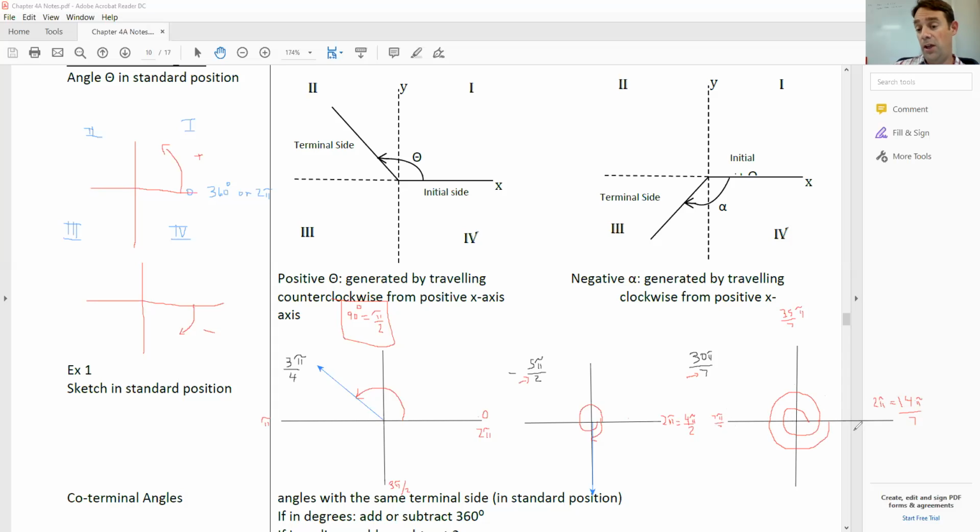If I've gone 28 pi over 7, because I did 2 full rotations, I only have 2 pi over 7 more to go. And if half a rotation is 7 pi over 7, I'm not going to go quite that far. I've got to stop before I get there. So that would be 30 pi over 7.